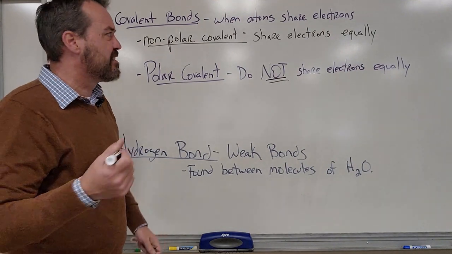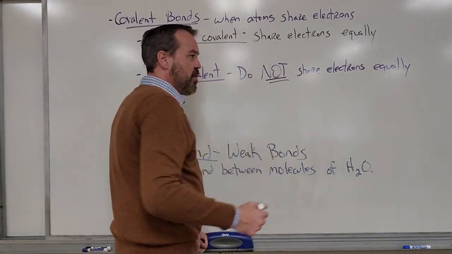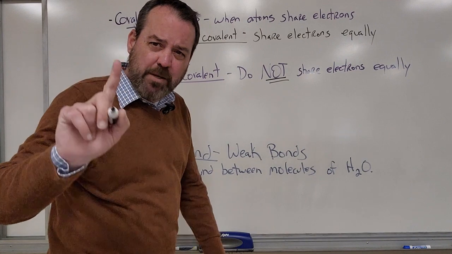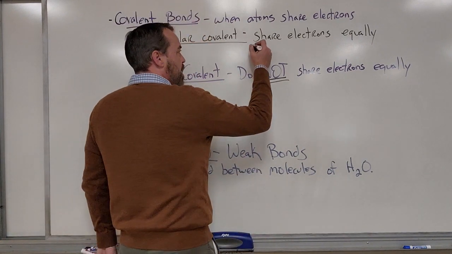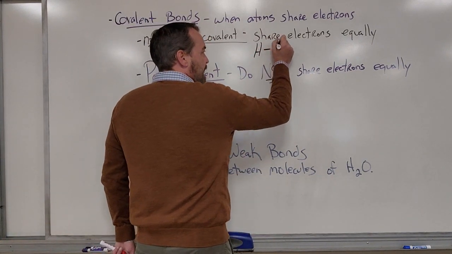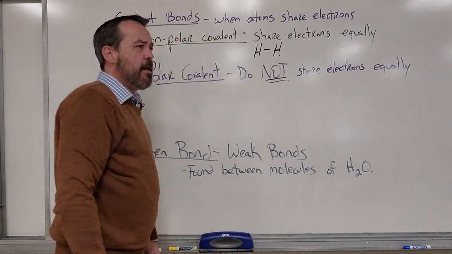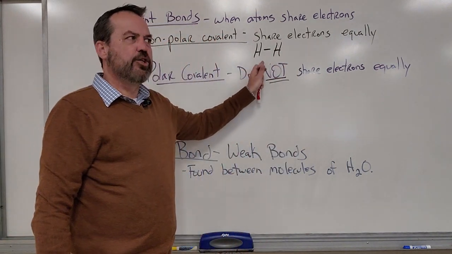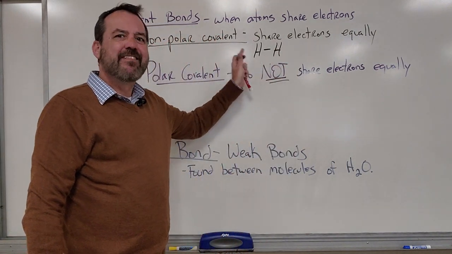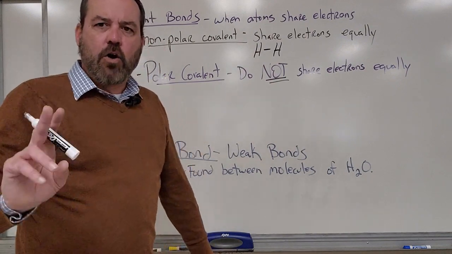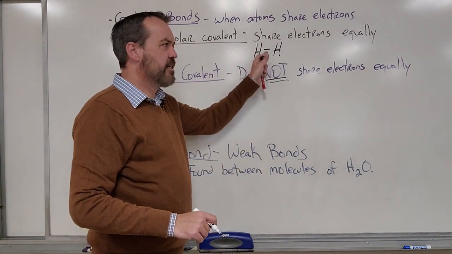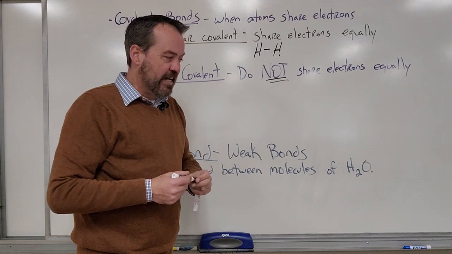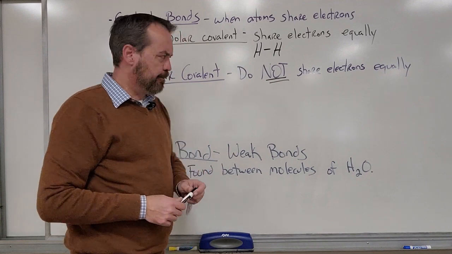And we see that with things like hydrogen. So we know hydrogen was atomic number 1. So it's got one proton. It's got one electron. And if we form a hydrogen molecule where we've just bonded two hydrogen atoms together, that is a nonpolar covalent bond because they're each going to put up one electron and share things equally.